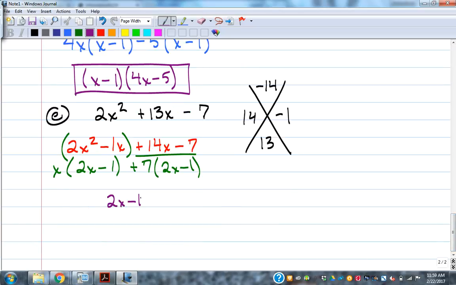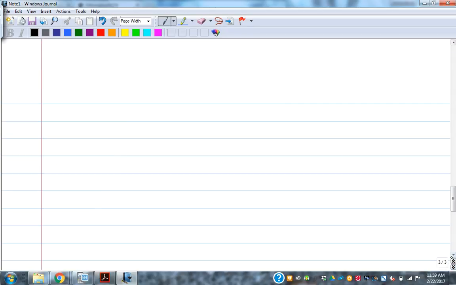Yeah, 2x minus 1, x plus 7. Not bad. Not bad. Next, x squared minus 6x plus 6. Goes on the top of our x. Goes on the bottom.